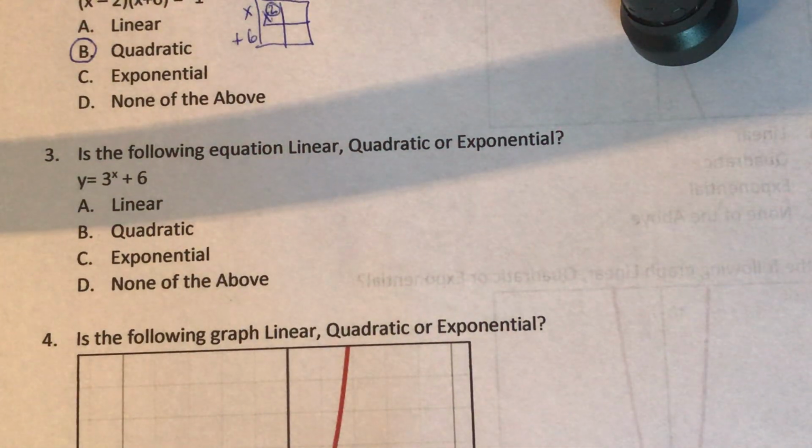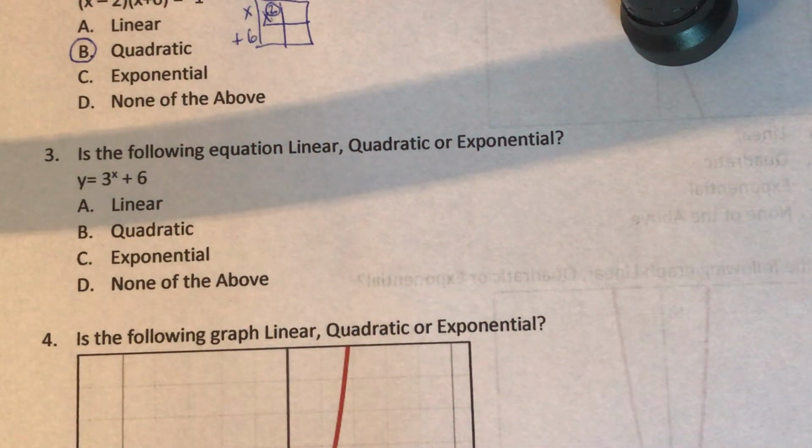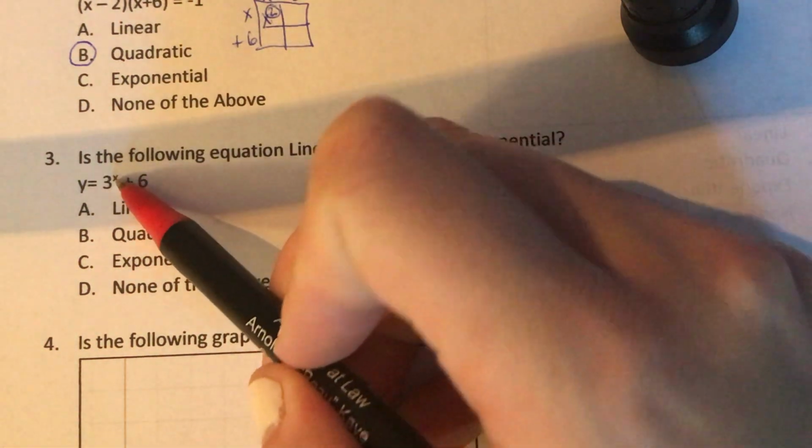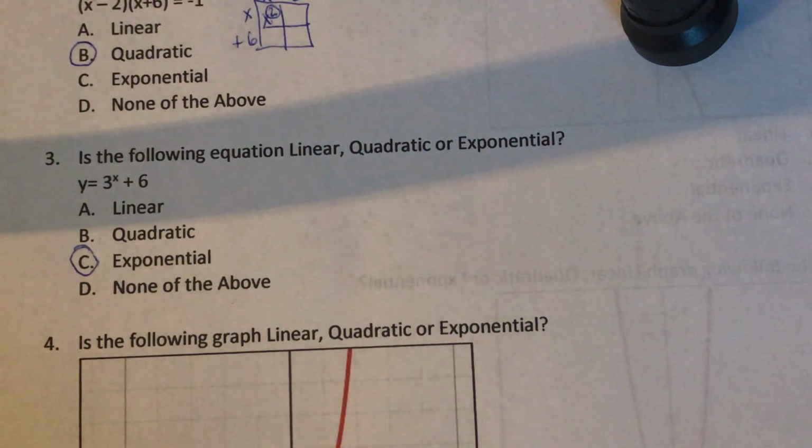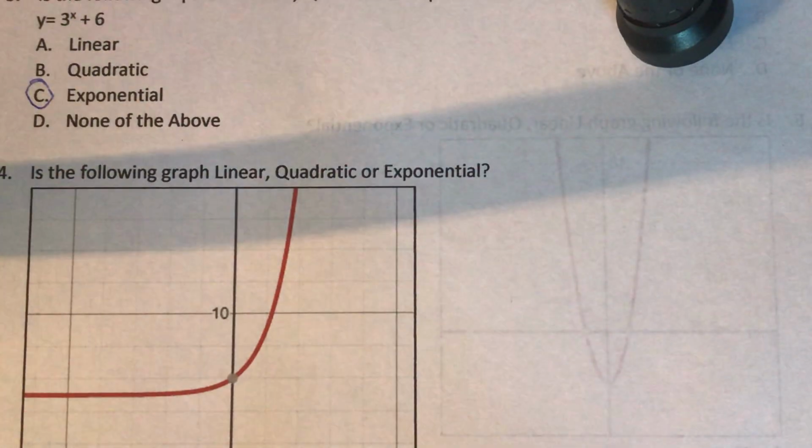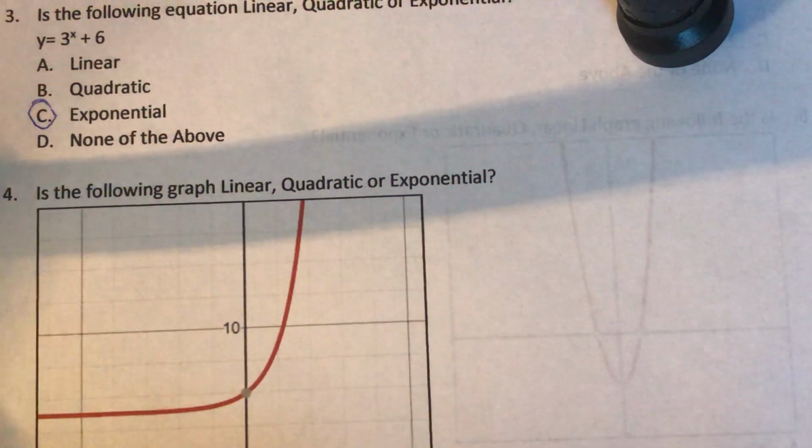Over here is the following equation: linear, quadratic, or exponential. Again, we're going to look at the x. If the x is in the powers place, guess what? It's exponential. Okay, so those first three are pretty straightforward and very similar to the quiz that we had. Sorry, I don't know how to get rid of this shadow. Hopefully you can still read it.